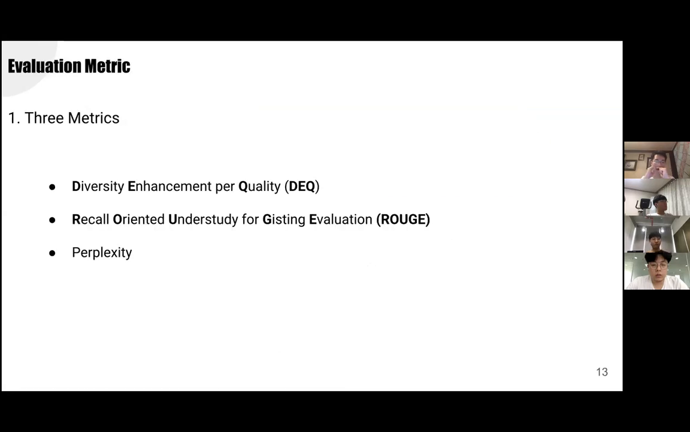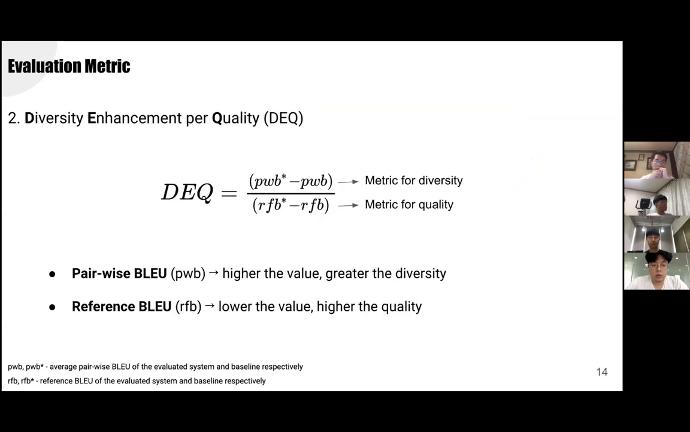For evaluation, we use 3 common metrics as follows: DQ, Rouge, and perplexity. As the first evaluation metric, we will be using DQ. We chose this metric because diversity is the major goal of our project and quality is a factor that cannot be compromised. DQ allows us to take both diversity and quality into consideration. 2 factors are involved: pairwise BLEU, which accounts for diversity, and reference BLEU, which accounts for quality.